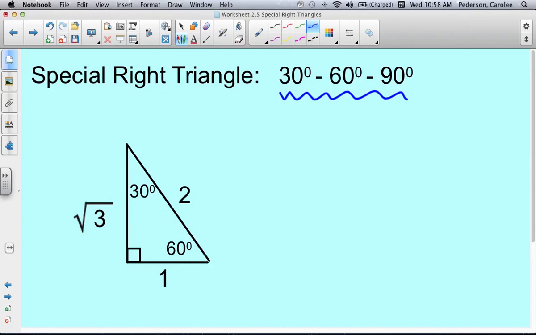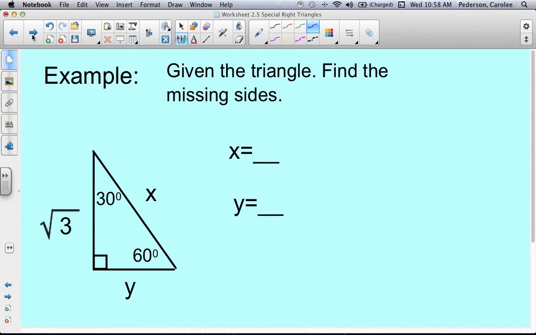All right, let's go on to our first example. This is what you might see in your homework. We give you a 30, 60, 90 triangle, and we give you one of the sides. One of the sides is square root of 3. What is the value of X and Y? See if you can do this one on your own. Well, it's the same problem as this one.